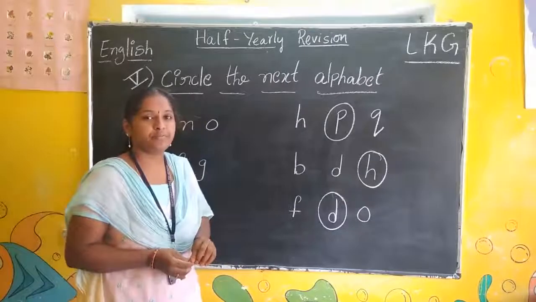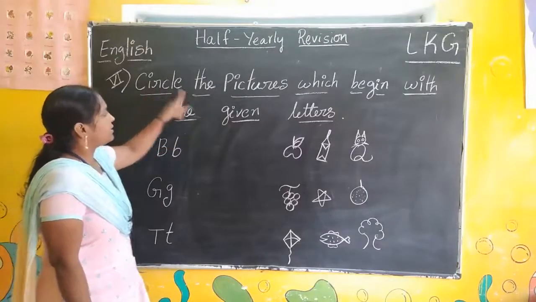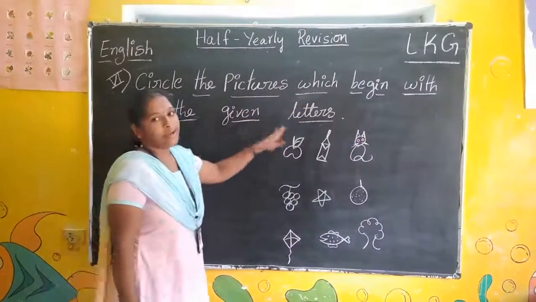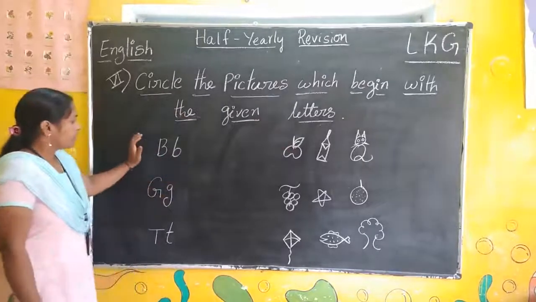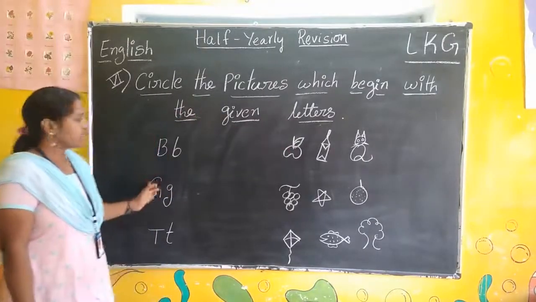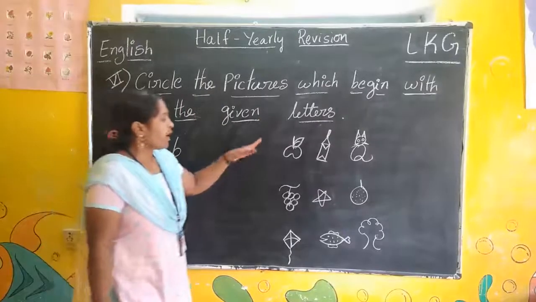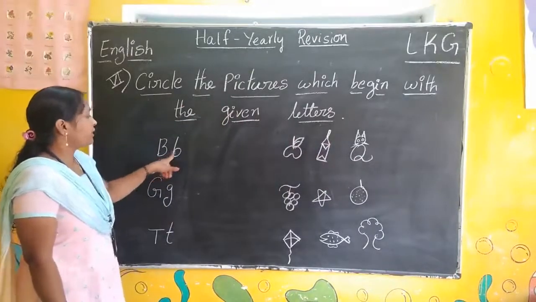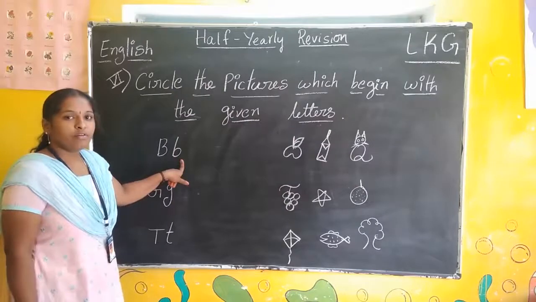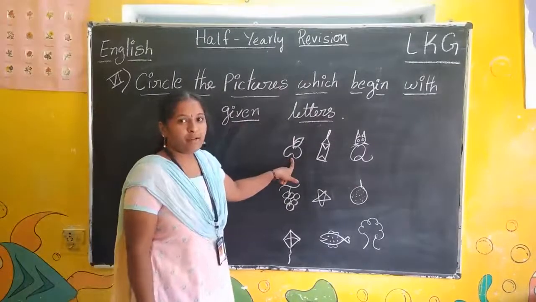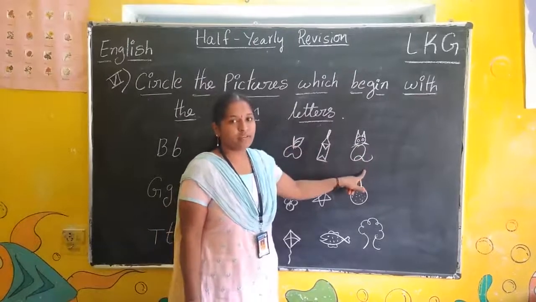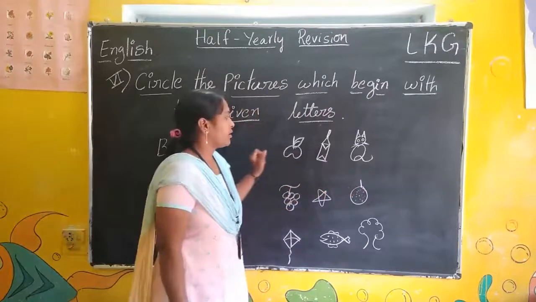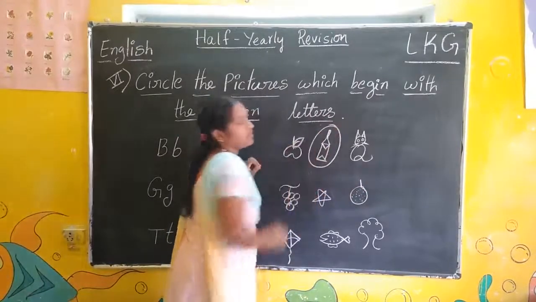Now, next bit. Okay, children. Next bit, circle the pictures which begin with the given letters. Look here, all of you. Here, two columns. One side, letters only. I have given here some pictures. Okay, children? First letter, capital B, small b. What is the B for? B for apple, B for bat, B for cap. Come on, tell me, children, B for bat. Okay, now B for bat, circle.